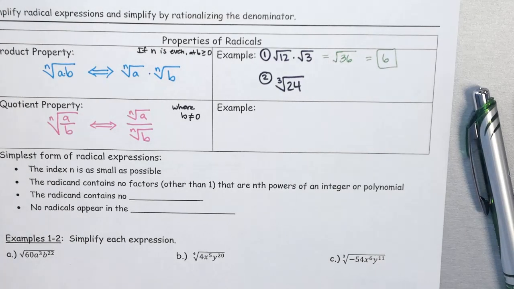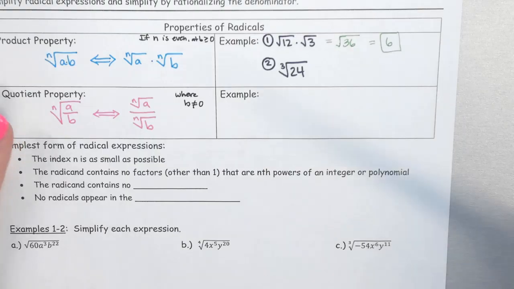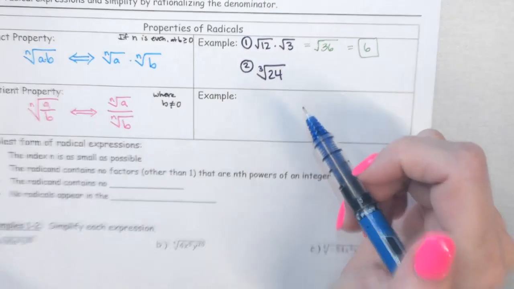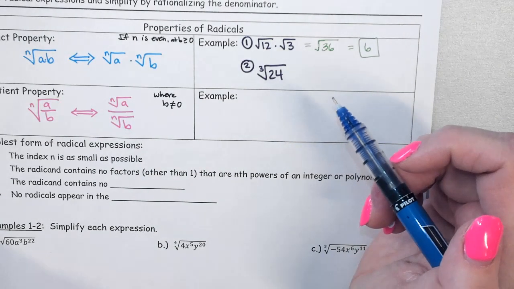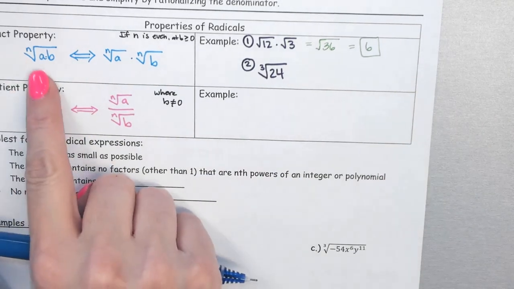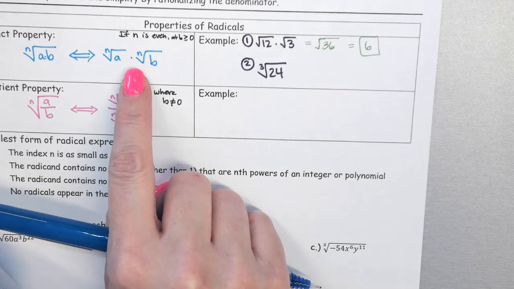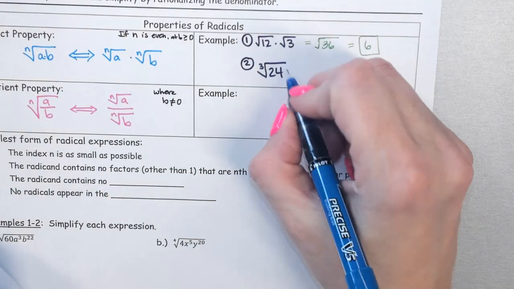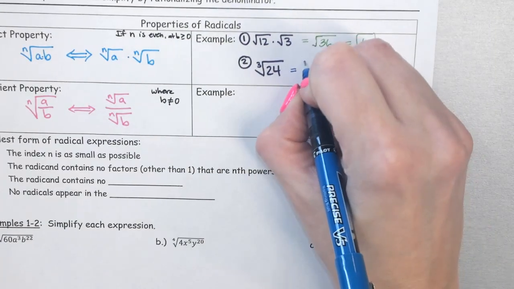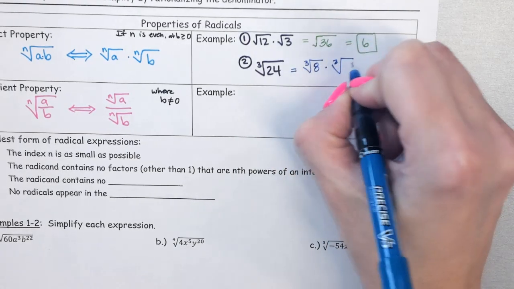All right. And then for number 2, Cody, tell me what you were thinking for that. Okay, so did we use this product property here? So just split it up into 2 products? Okay, so what 2 values can you multiply to get 24? That would be helpful for this. Yeah, okay, so we're going to change it into the cube root of 8 times the cube root of 3.